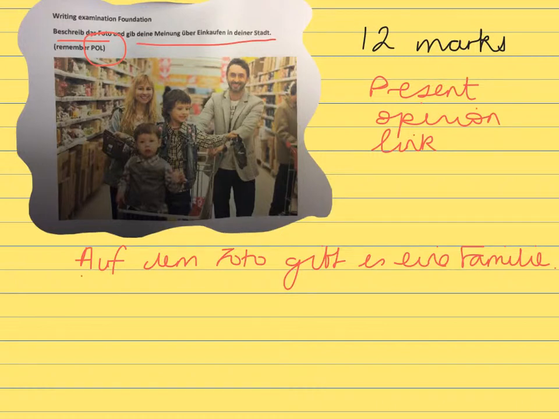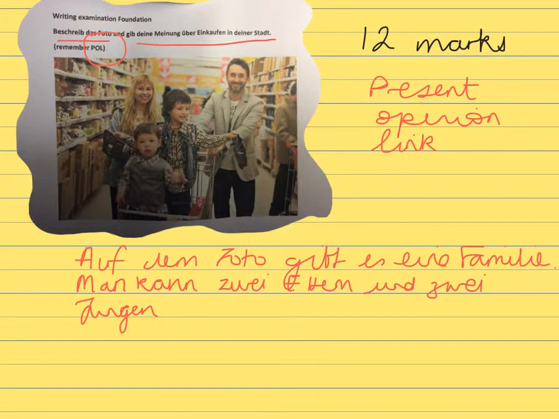I could use that again, or I could just say man kann. Now I can see 2 boys and 2 parents. Man kann 2 Eltern und 2 Jungen sehen. So I'm just using a different structure. Now I've got to link. I've used my present tense. I've got to link. So I'm going to say und sie sind in einem Supermarkt. So I've got about 20 words.